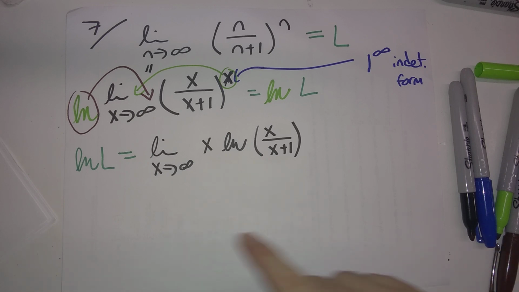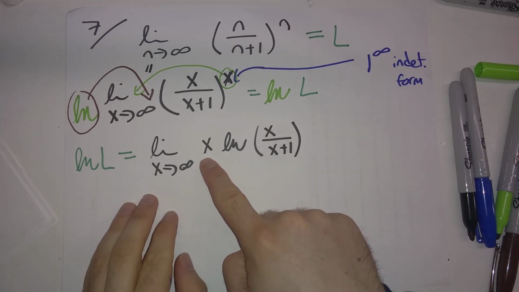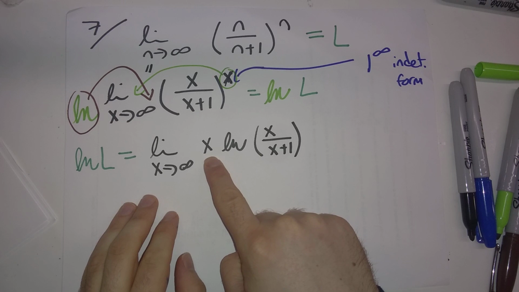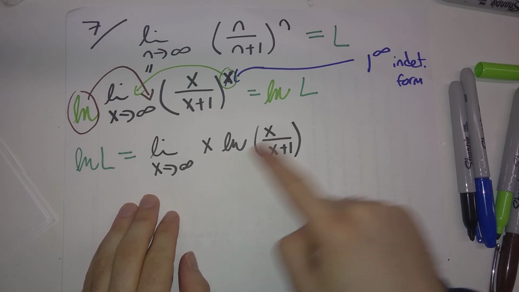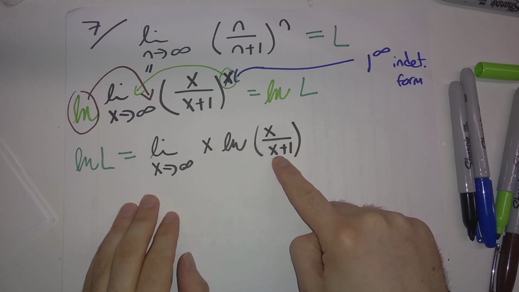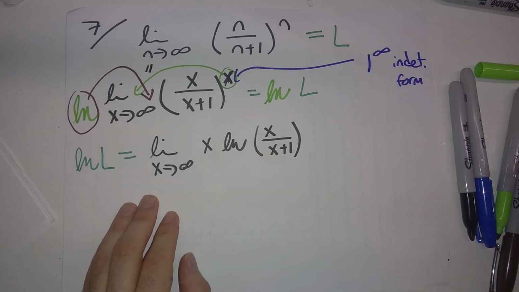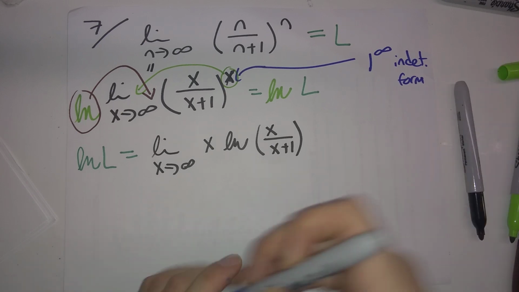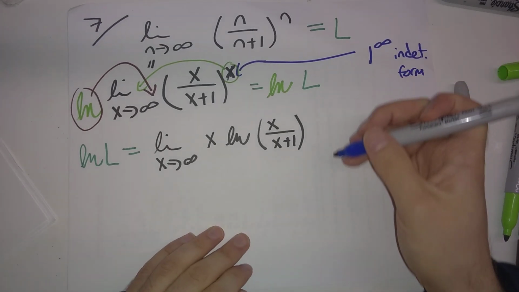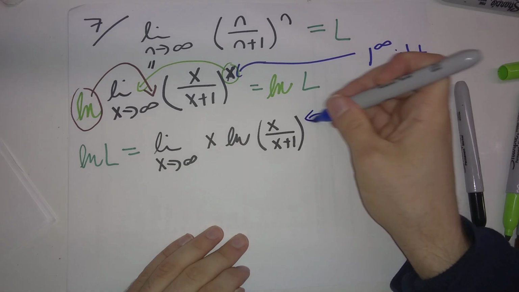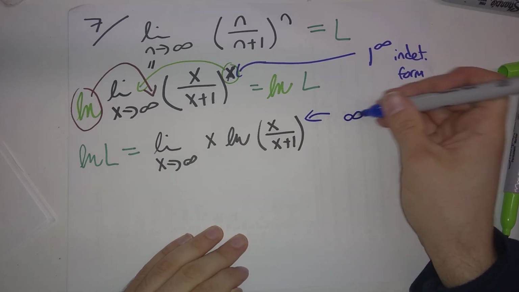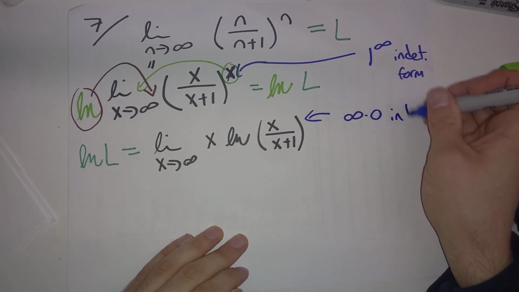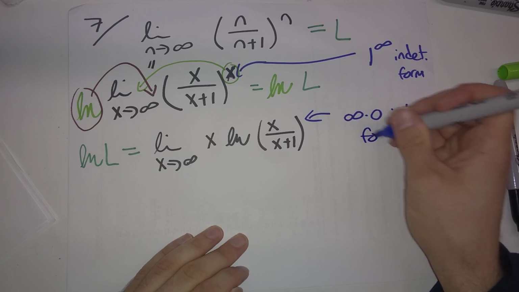So what's going on in this limit? Well, as x goes to infinity, this x is going to infinity, and x divided by x plus 1 is still getting closer and closer to 1, and natural log of 1 is 0. So we've gone from a 1 to the infinity indeterminate form to now we have an infinity times 0, a 0 times infinity indeterminate form.